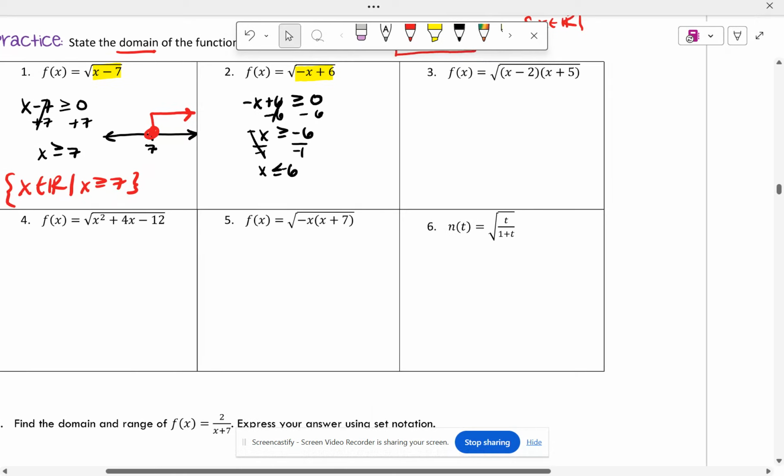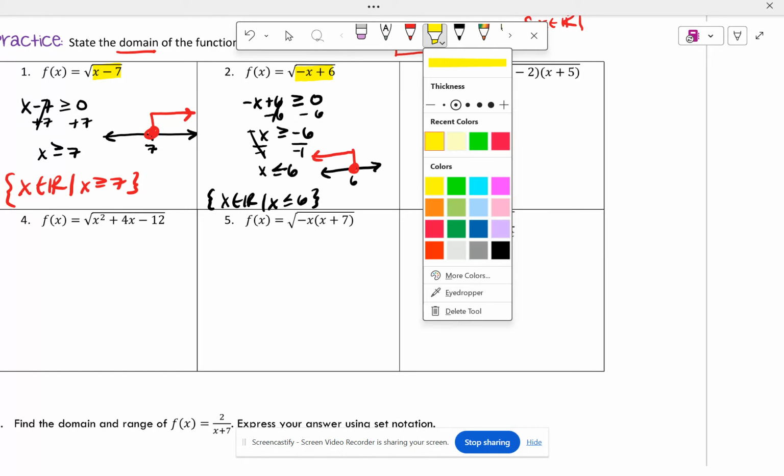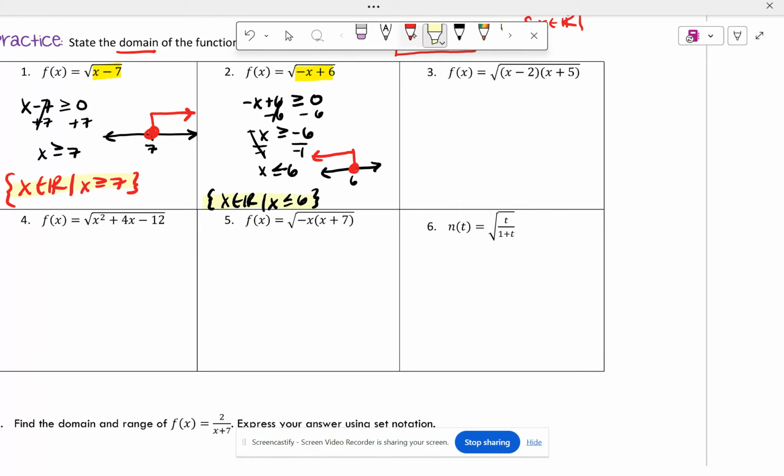Of course, if you did it the other way, where you ended up with 6 is greater than or equal to positive x, you would have to flip it in order to write it on a number line anyway. So it would end up looking like this. Okay. So we have x is less than or equal to 6. Shade in, less than or equal to. X is an element of all reals such that x is less than or equal to 6. Okay, these are my answers so far.